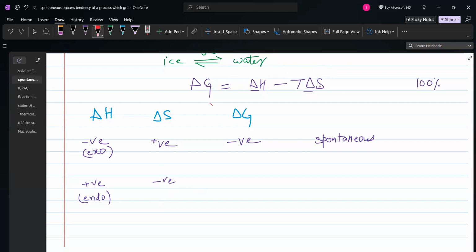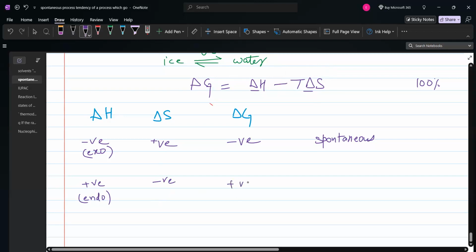So delta S is negative here. So negative, this will be a big positive thing. And delta H is also positive. So delta G is also coming positive. So this is a non-spontaneous reaction, right?